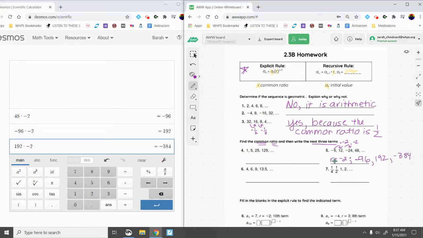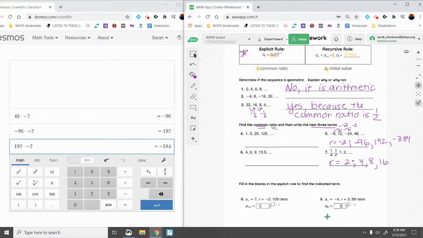For the next one, 1/4 to a half, 1/2 to 1, 1 to 2 looks like a pattern of 2 as my common ratio, that I'm doubling each time. So my next 3 terms, 2 times 2 is 4, 4 times 2 is 8, 8 times 2 is 16.